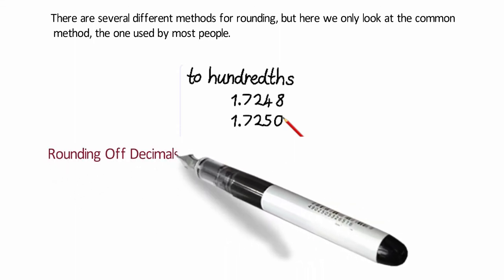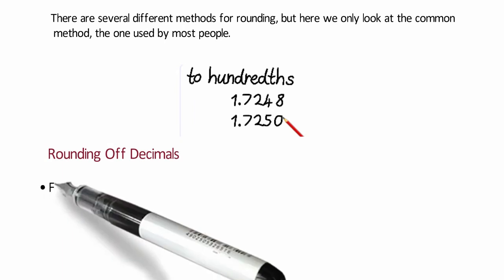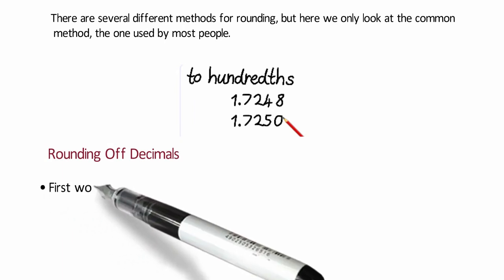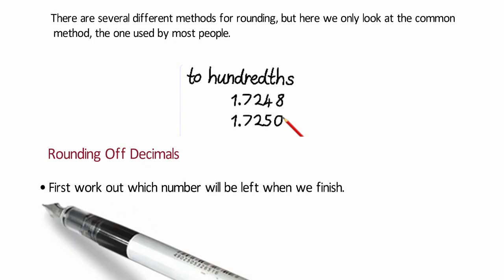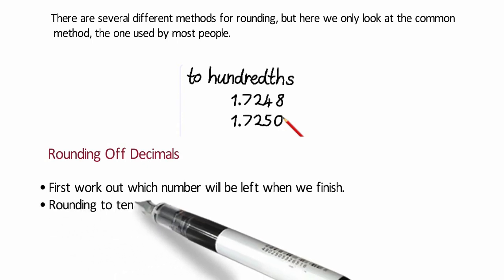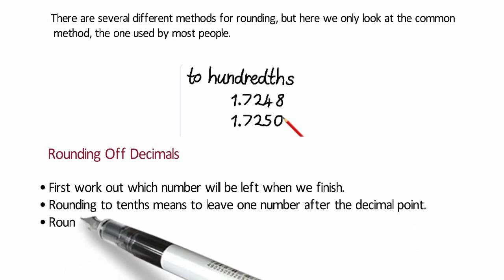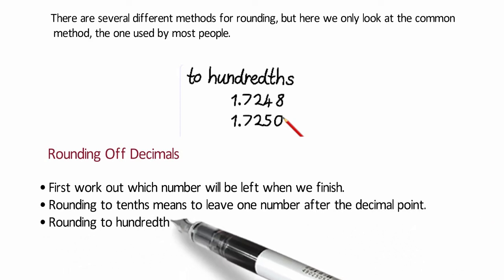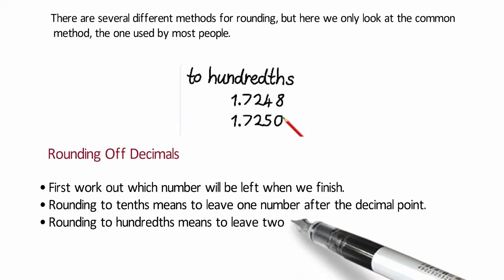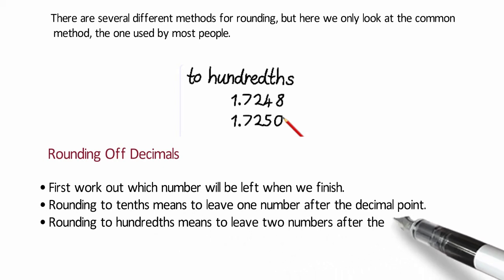Rounding off decimals. First, work out which number will be left when we finish. Rounding to tenths means to leave one number after the decimal point. Rounding to hundredths means to leave two numbers after the decimal point, etc.